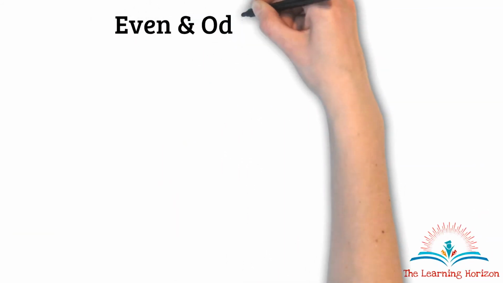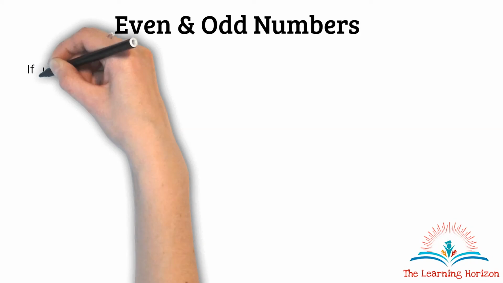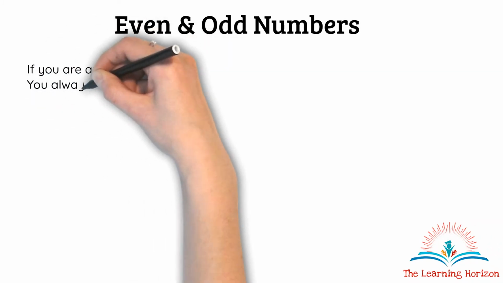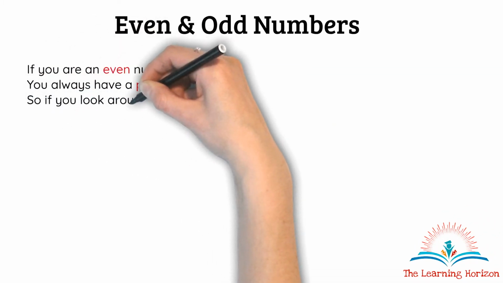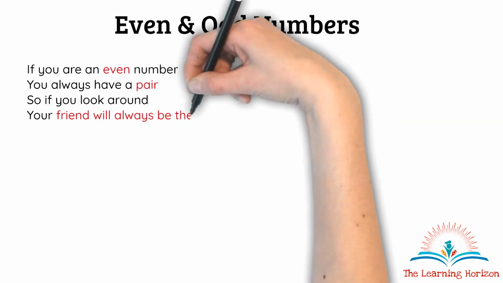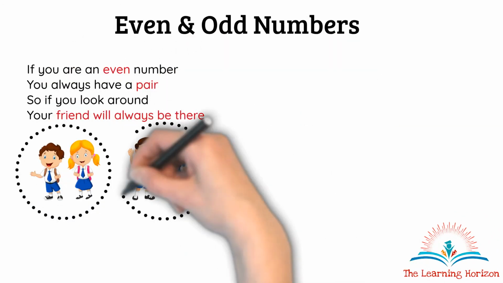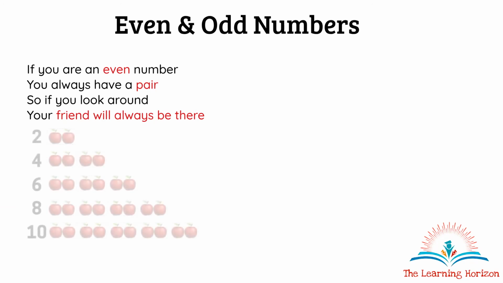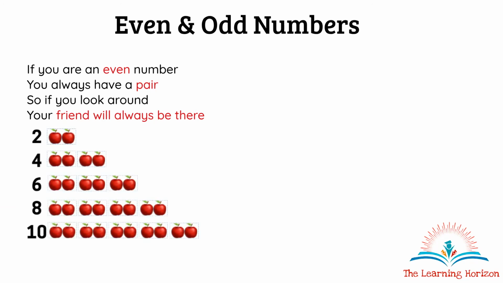So let us now summarize. If you are an even number, you always have a pair. So if you look around, your friend will always be there. So 2, 4, 6, 8 and 10 are all even numbers.